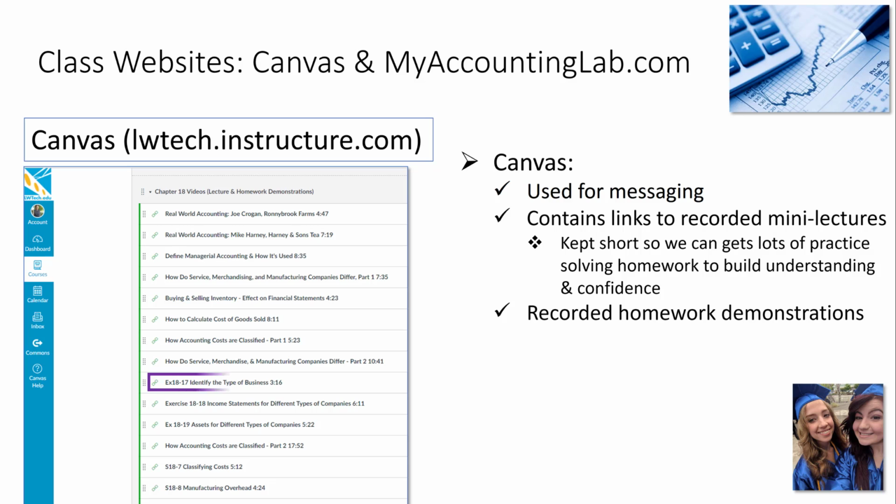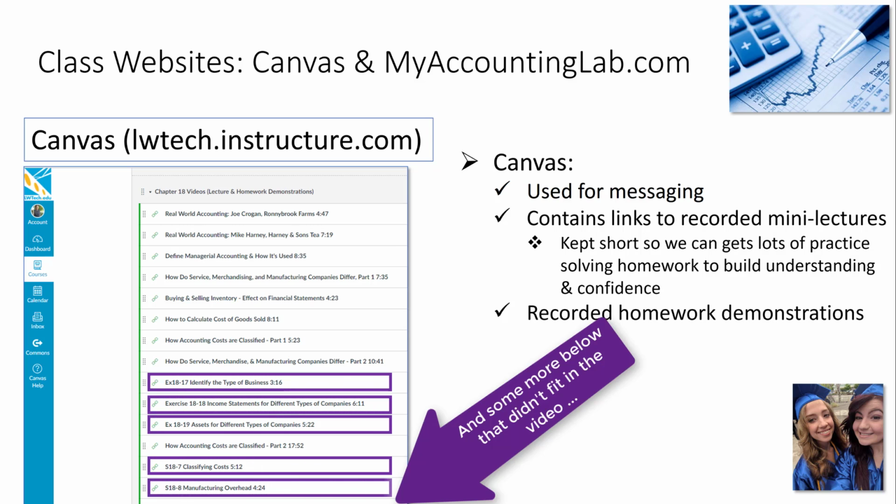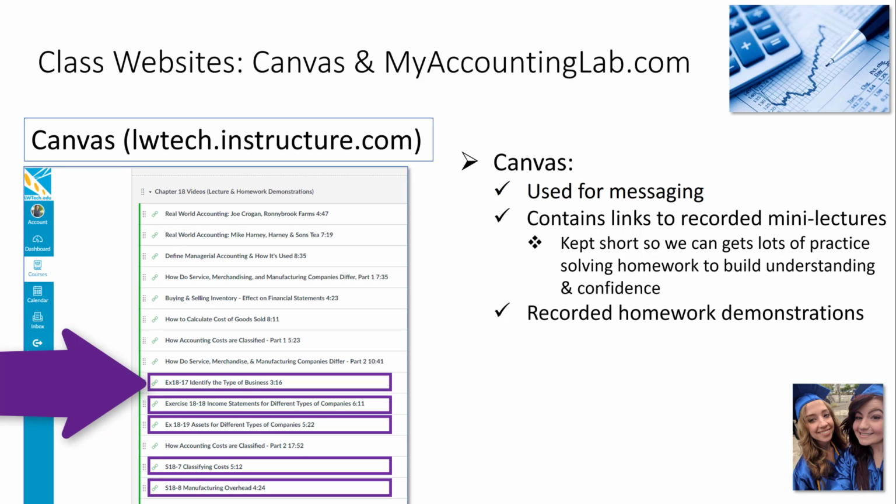For Chapter 18, here are the recorded homework demos. For example, the first homework demonstration is exercise 18-17 and is about identifying different types of businesses. And it's 3 minutes and 16 seconds in length. Although most homework assignments have videos, some easier ones do not because they don't need an explanation. So make sure to check myaccountinglab.com to be sure you are doing all the homework assignments. Now, if we click on the small triangle by the Chapter 18 module, we close the module so we can go back to seeing more modules in Canvas.